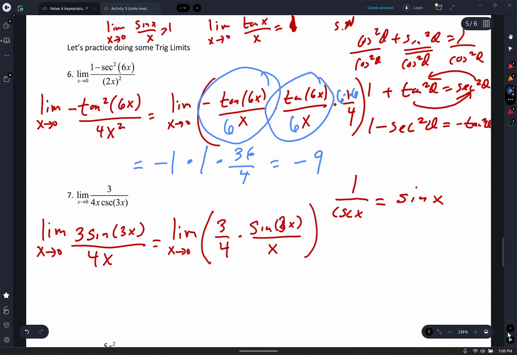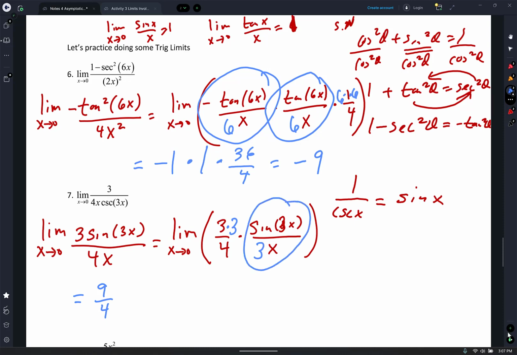What do I need in the bottom, right here next to that x? A 3. So if I put a 3 in the bottom, what do I have to put at the top? Another 3 to balance it out. So now I have 3 times 3, which is 9 over 4. And then sine 3x over 3x, as x approaches 0, is going to equal 1. So this gives me 9/4.